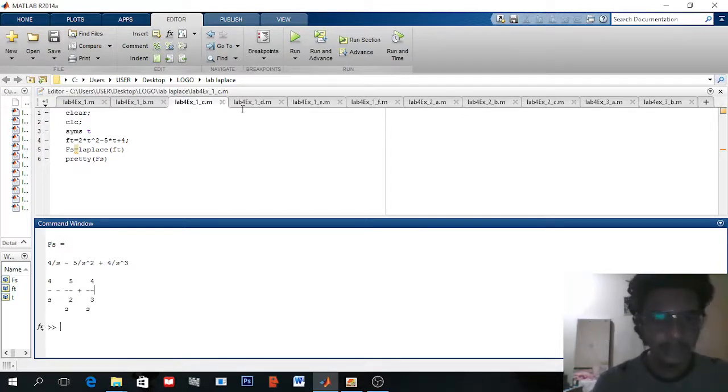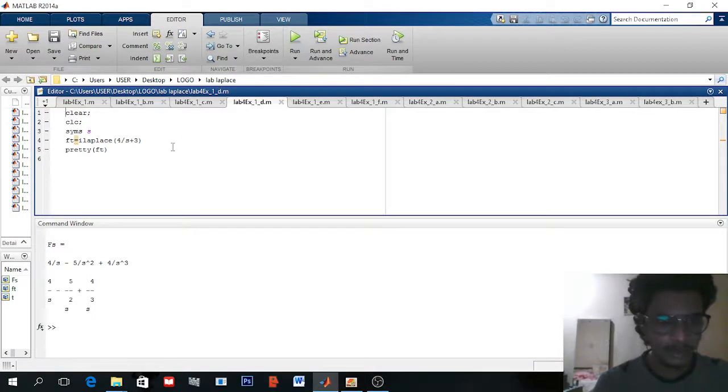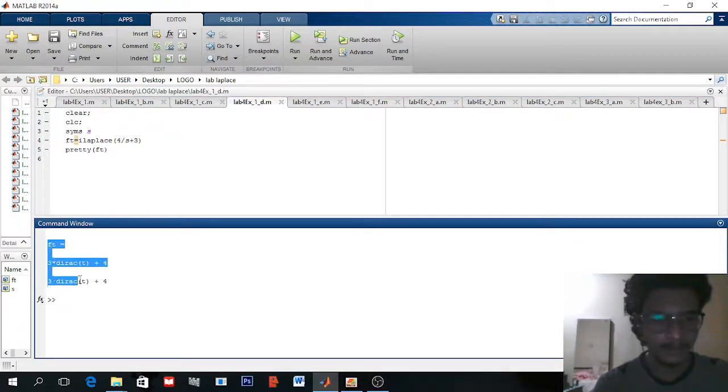As for D, E, F, there are some changes. It is similar but with some changes. We should change the definition to S. Just now it was T, so now it is S. So we should put I Laplace. Just now it was just Laplace. As for D, it is I Laplace, and same as just now, pretty FT. So we can get the answer. Okay, this is the answer.